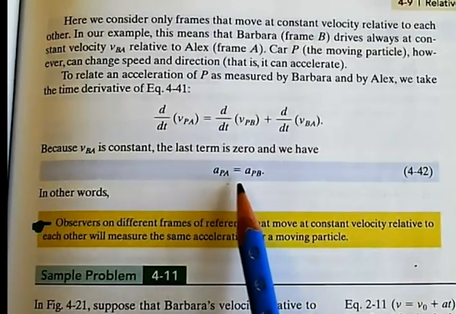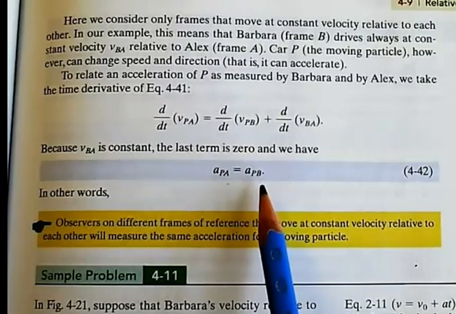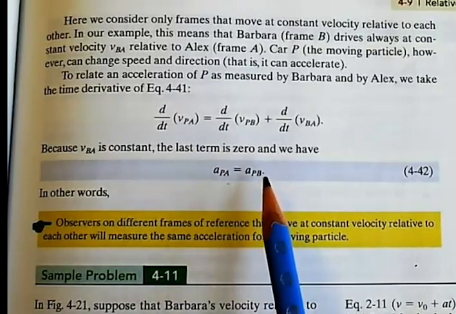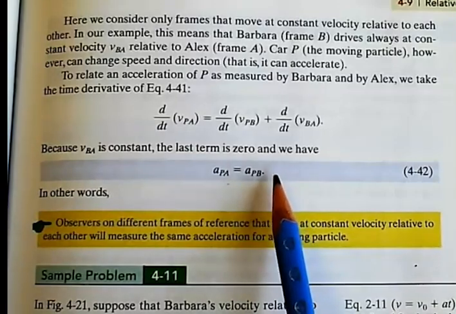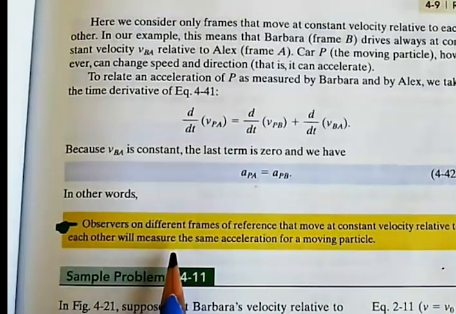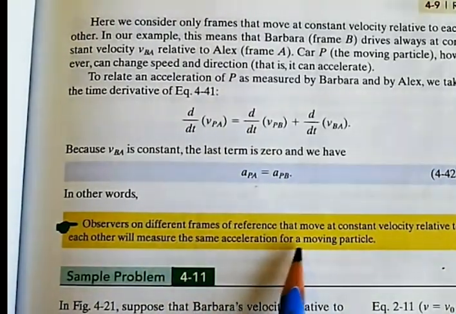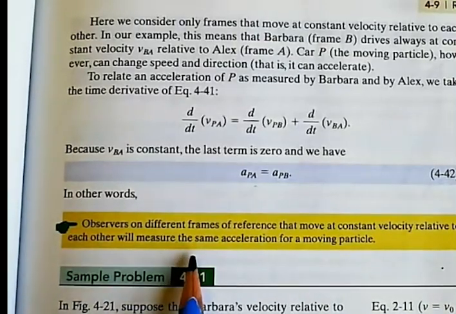So the measured accelerations are the same as long as reference frame number 2 is moving with constant velocity with respect to reference frame number 1. And that's what that says right here. Observers on different frames of reference that move at constant velocity relative to each other will measure the same acceleration for a moving particle.